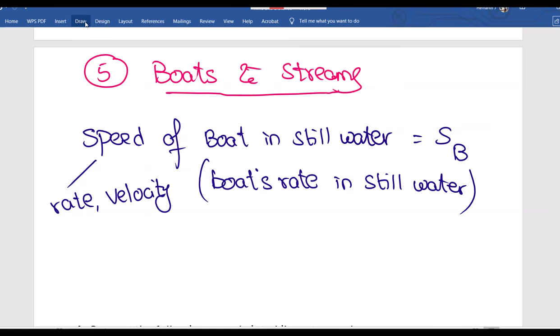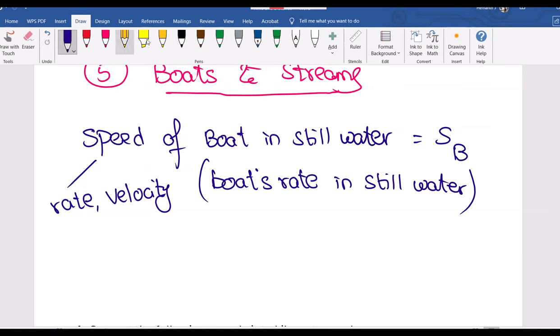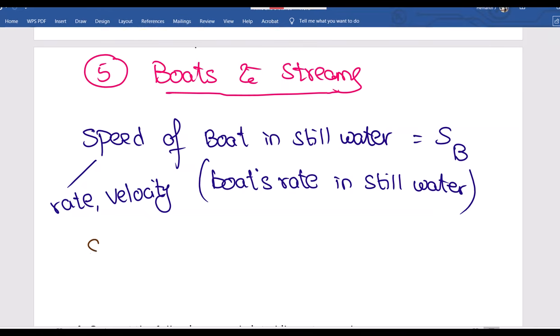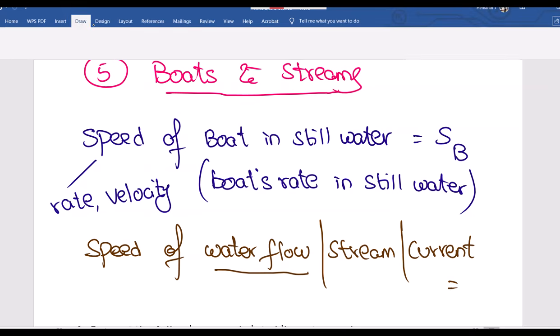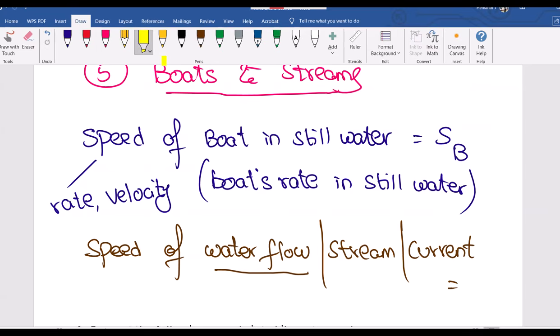Next, a very important terminology: speed of water flow. In a river, water will flow, no? So speed of water flow. But they never use this term water flow. Instead they use speed of stream. Or they use the word current. Speed of current, speed of water flow, speed of stream. Most of the times they use the word stream.